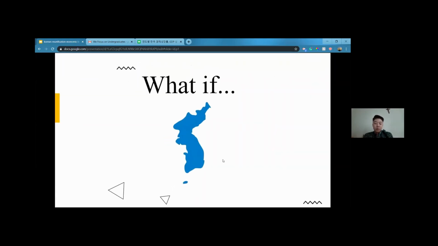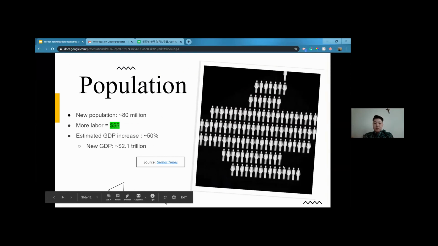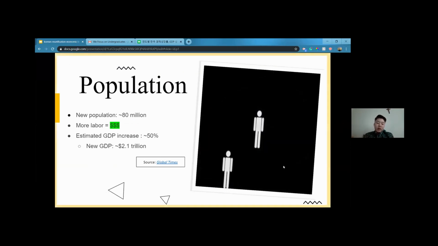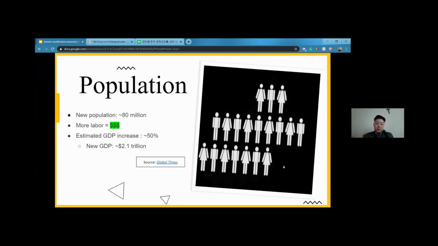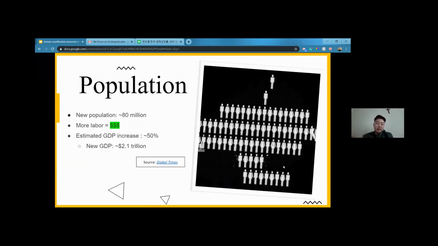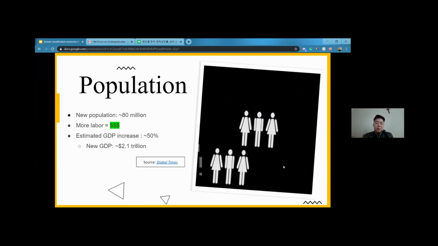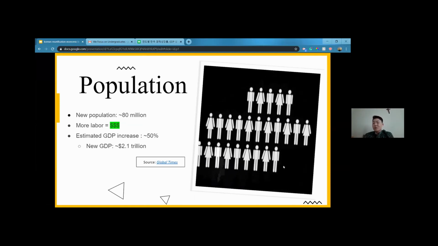Okay, so what if we did reunify? What could possibly be the benefits? Now I want to talk about population. We know that if Korean reunification occurs, it's really obvious to say that there would be an increase in population. It's estimated that the new population is going to be around 80 million people. But what is the point? Like, what's so good about that?